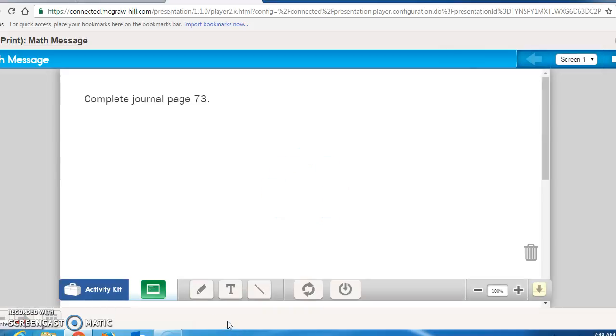So complete journal, page 73. When you are finished with that, I want you to bring it up to me so that I can check it with you and show you anything that you have done incorrectly or reinforce what you've done correctly. Pause the recording now and please go do that page.